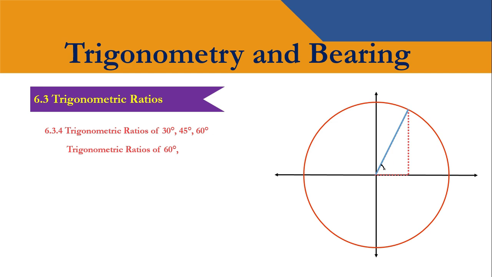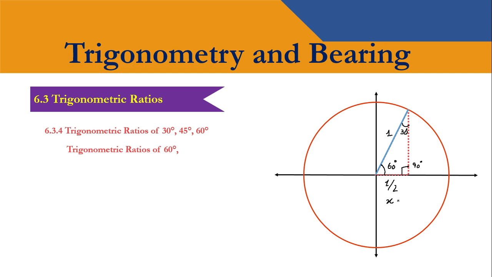As in the case of 60 degrees, if this angle is 60 degrees and this is a right angle triangle, this should be the 90 degree angle, and the sum of all the internal angles of a right angle triangle or any other triangle should be 180 degrees. So this angle should be equal to 30 degrees. If this angle is 30 degrees, then according to the geometry, the side which is opposite to the angle 30 should be half of the hypotenuse value.